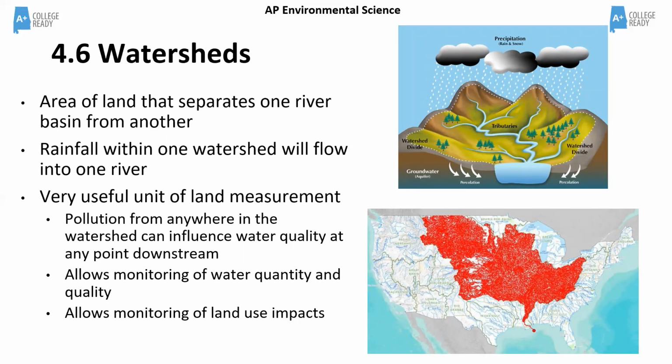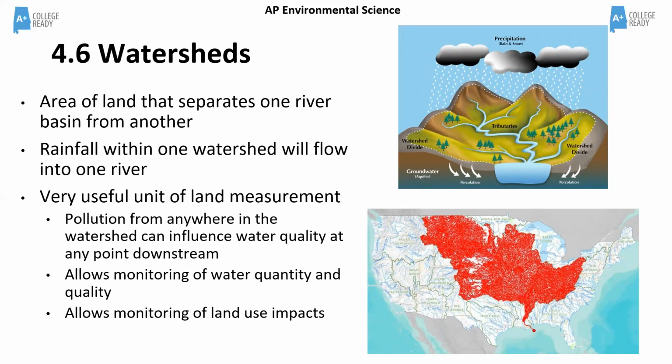It's a very small part of this unit, but it's a very big concept that will become very important when you get to Unit 8, which is when you look at things like terrestrial pollution and water pollution, because it's a very useful term or concept to use when describing geographical areas, the concept of a watershed. And so what a watershed is, is an area of land that separates one river basin from another.